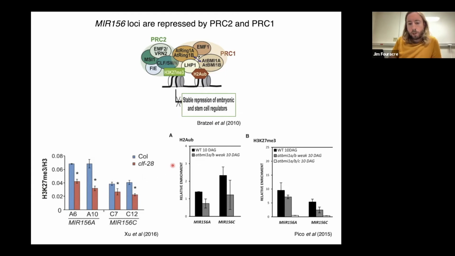Likewise, loss of the PRC1 components, AtBMI1A and B, these two redundant ubiquitinases, leads to a significant decrease in the deposition of H2AUb and also H3K27 trimethylation. So PRC1 and PRC2 appear critical to the silencing of 156.